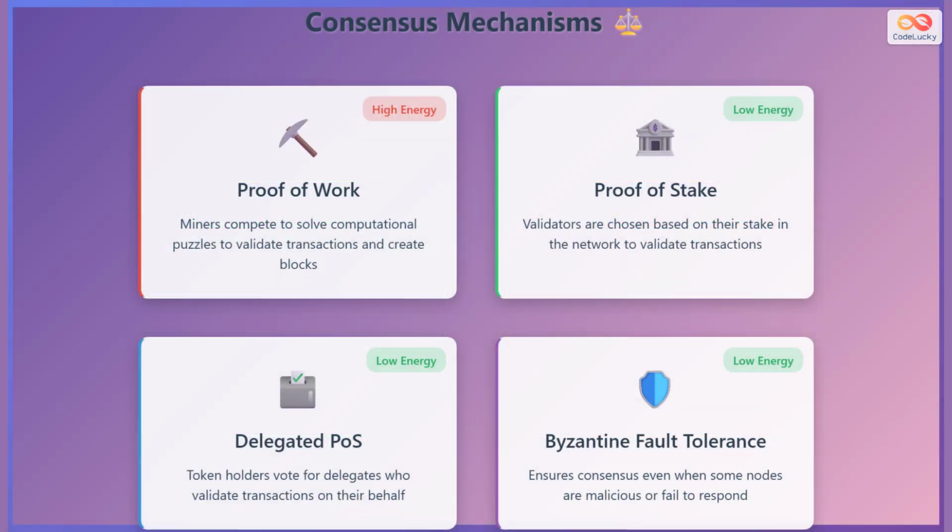Let's discuss consensus mechanisms, which are crucial for the operation of blockchains. Some of the key consensus mechanisms are proof of work, where miners compete to solve computational puzzles to validate transactions and create blocks, proof of stake, where validators are chosen based on their stake in the network to validate transactions, delegated proof of stake, where token holders vote for delegates who validate transactions on their behalf, and Byzantine fault tolerance, which ensures consensus even when some nodes are malicious or fail to respond.